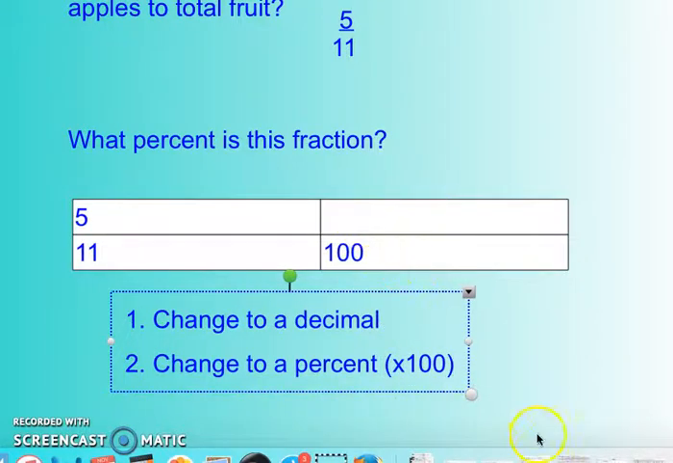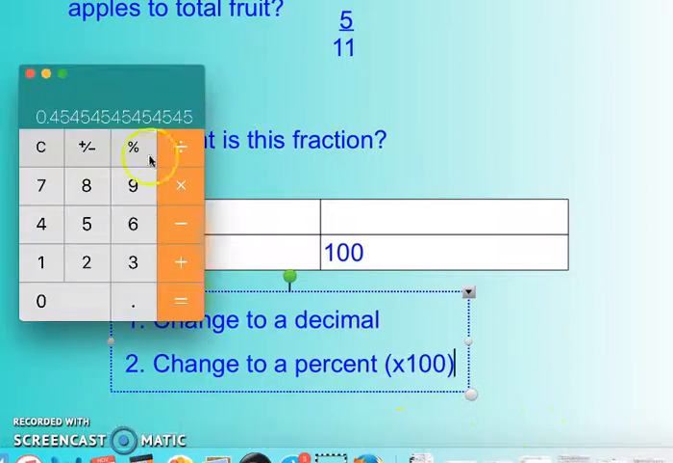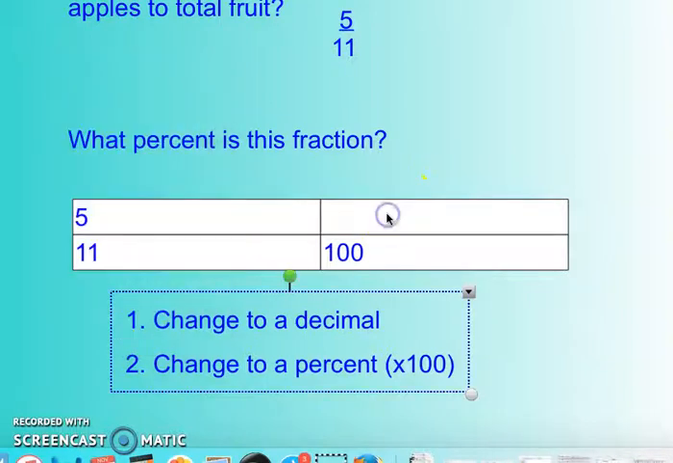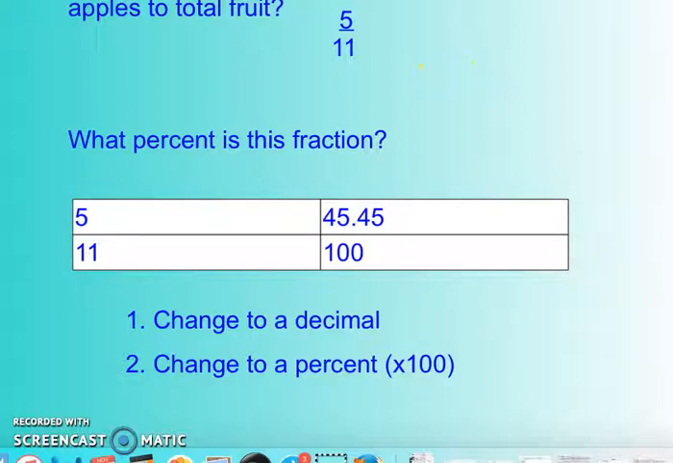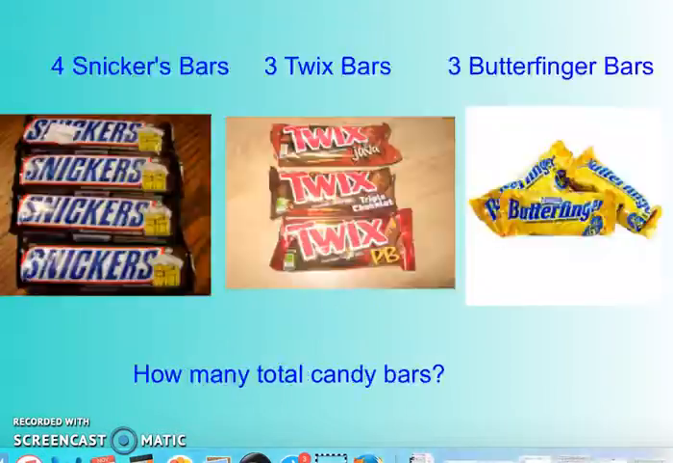If I multiply by 100, watch what happens to the decimal point. Yes, it moves 2 places to the right. And I'm going to put a line over that to show that it's repeating. Let's look at another problem.